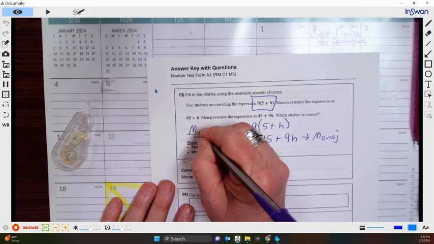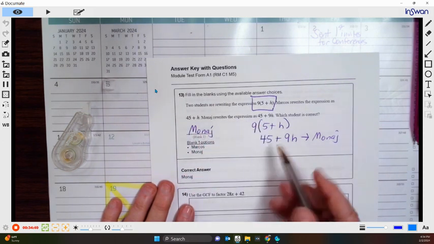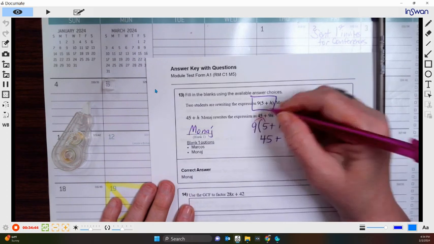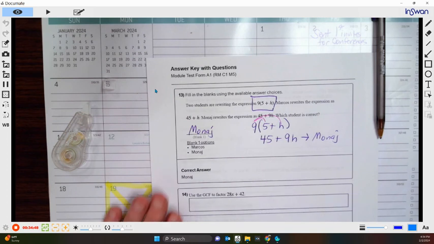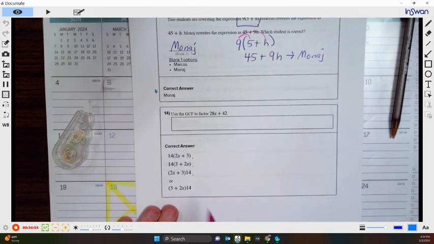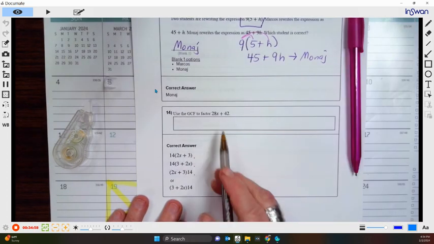So you would have put in your blank, and that's how you would distribute it, because that is multiplying the factor outside times both values, 9 times 5 and 9 times 8, and that's the order that it would be in. The next one, we're using the greatest common factor to factor this, which means you're just taking out what goes into both of these values.